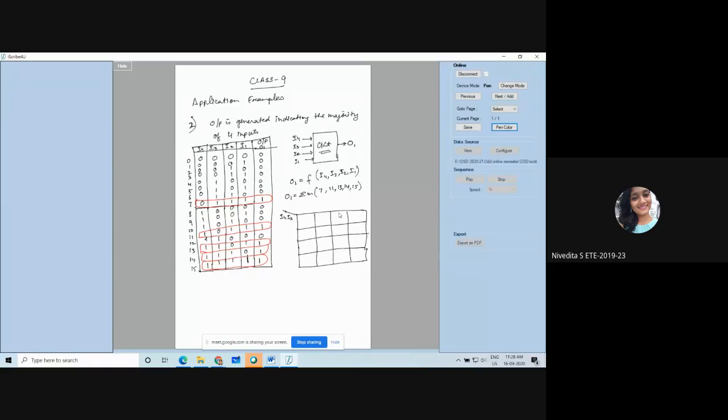Ma'am, actually, in the truth table, the last line is 16th. No, ma'am. Last row is 15, yes? 16, no, ma'am. 8 plus 8. It starts from 0, no? Starts with 0. Oh, okay. Sorry, ma'am. It goes from 0 to 15, total 16 rows will be there.